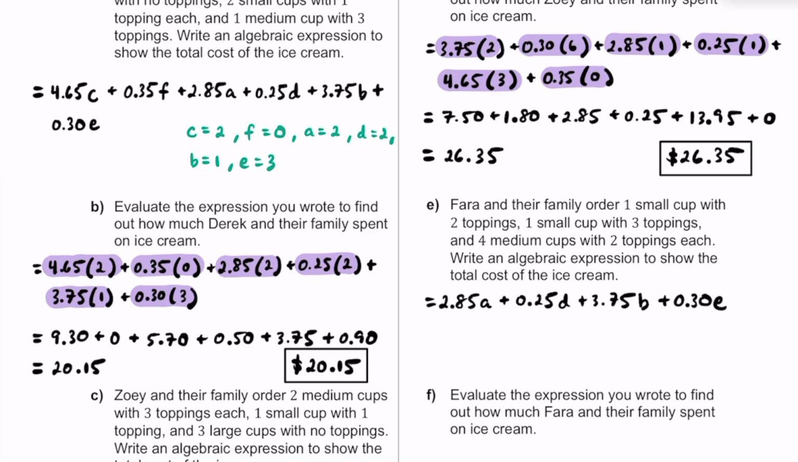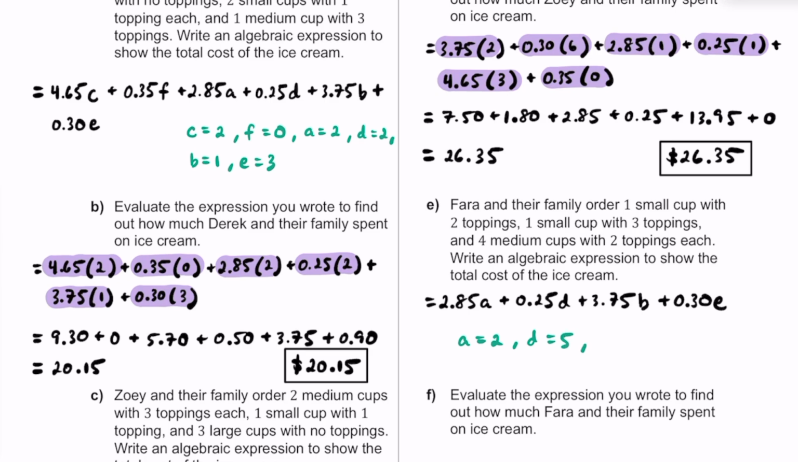So let's see, for the 1 small cup with 2 toppings here, and then we have the 1 small cup with 3 toppings. So A represents the number of small cups. How many are we getting? There's going to be 2 of them, right? And then what about the small toppings? Well, one of them has 2 and one of them has 3. So I think that means that D, the number of small toppings, is going to be a total of 5.